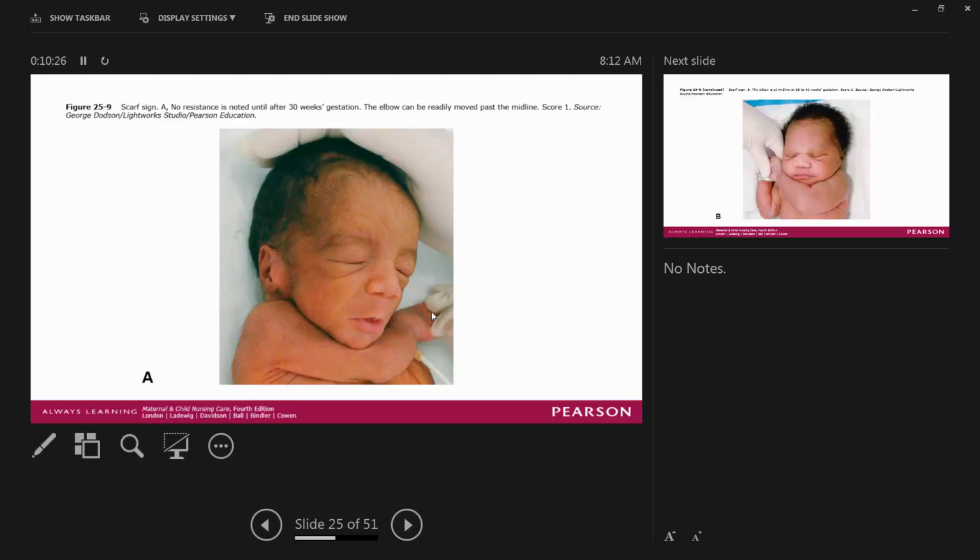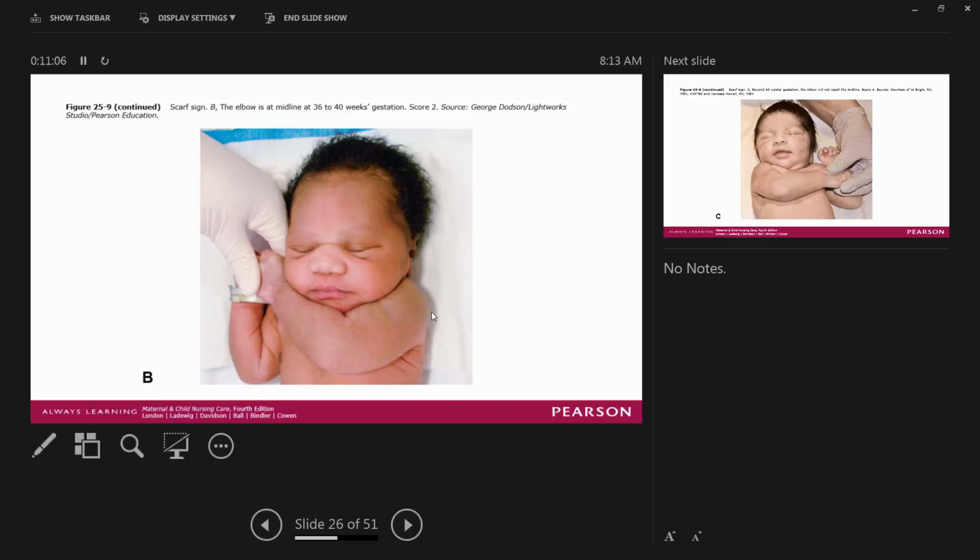Now, scarf hold is we take the baby's arm, we straighten it out as much as you can, and then you just kind of lay it across the chest. And where that elbow lands tells us if they're preterm or more term. The more the elbow is to the center of the chest, the more preterm they are. So the more you can't pull that arm across their chest, the more term they are. So this would be a more preterm baby. That elbow is almost right in the center of that chest.